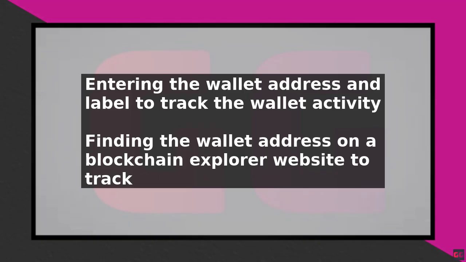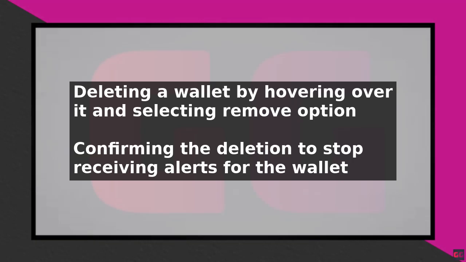Next, enter the wallet address and label, or name, you want to give it. To find a wallet address, go to a Blockchain Explorer website, such as Photon, and find a wallet you want to track. Click on one of the holders to open the wallet on a blockchain scanner. Copy the address, and return to the Cielo bot.